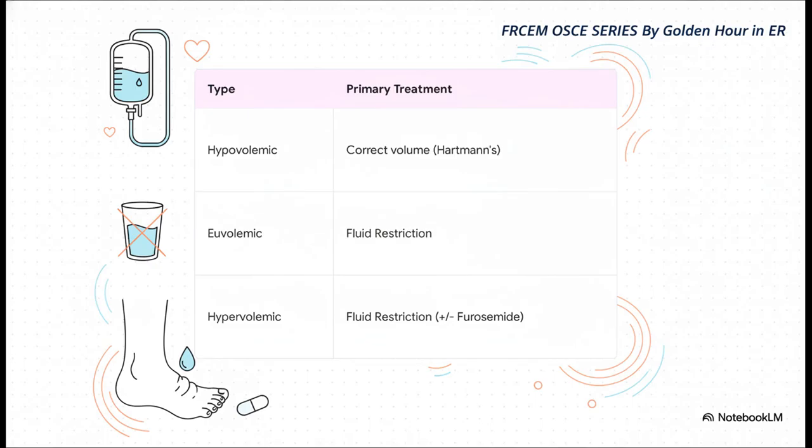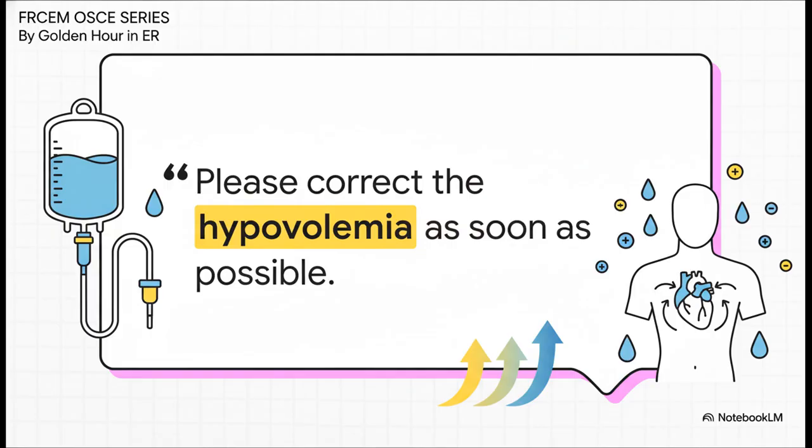All right, let's switch gears and talk about the vast majority of patients, the ones who aren't actively seizing. For them, your management is entirely guided by the volume status you just figured out. And as you can see, the plan is completely different depending on whether the patient is hypovolemic, euvolemic, or hypervolemic. Let's break down why. This is such a critical pearl.